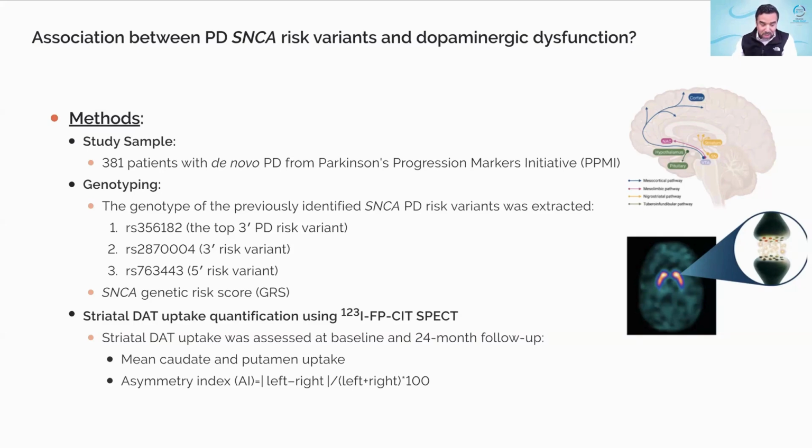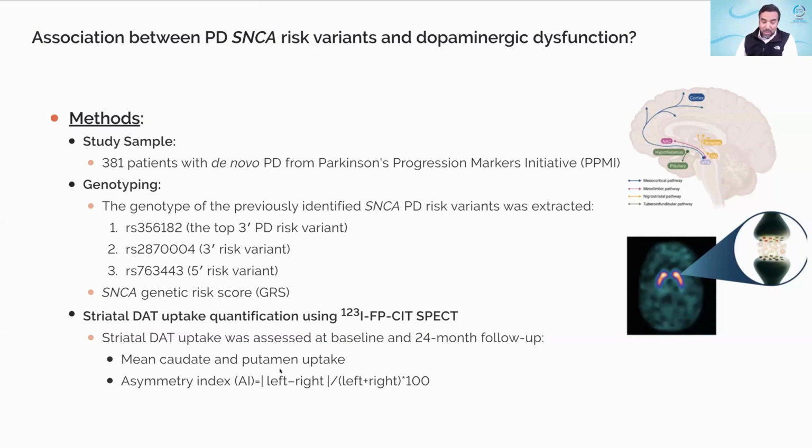Our imaging phenotype was the dopamine transporter scan, which looks at the integrity of the nigrostriatal pathway, which I highlight here. The normal finding would look like this, and it really assesses the presynaptic uptake of the radioligand, and basically indicates that if there is reduced uptake, it will probably reflect neurodegeneration happening within the nigrostriatal pathway. So we looked at baseline imaging as well as 24-month follow-up findings.